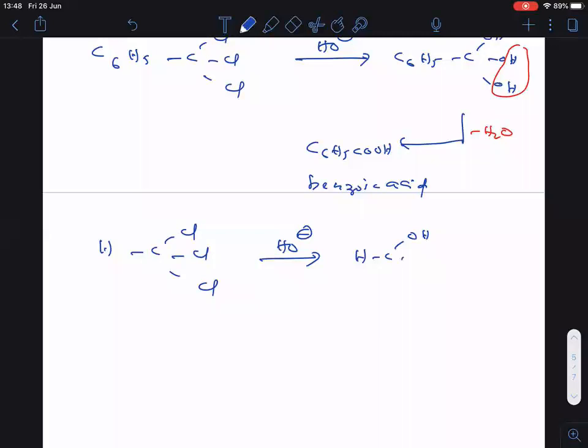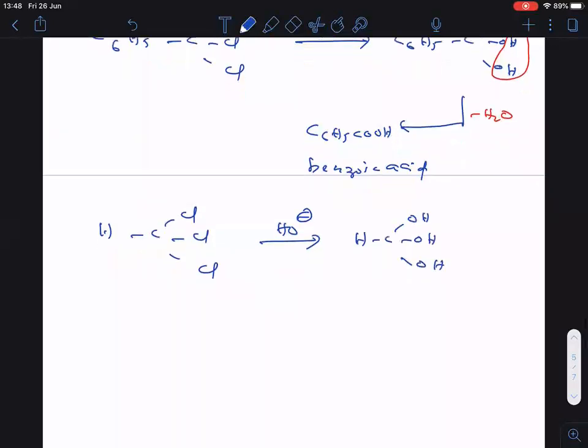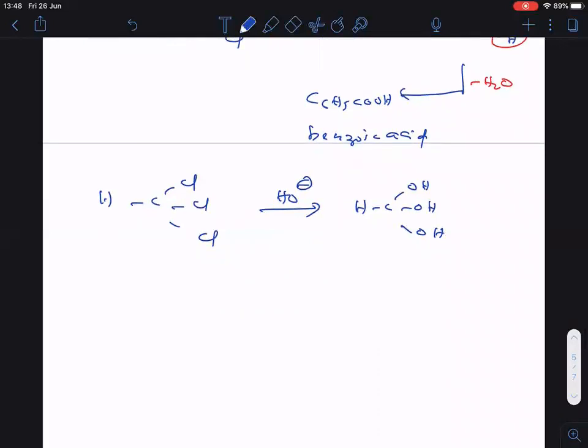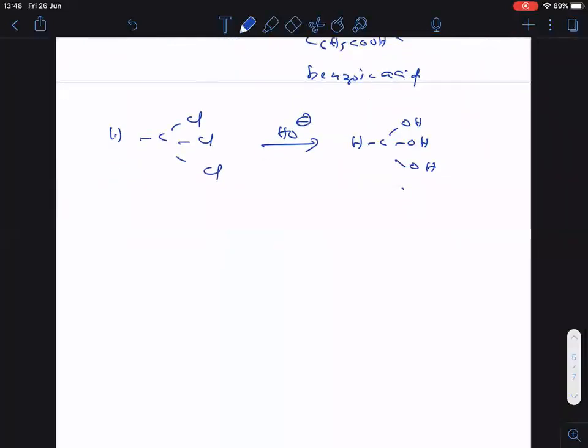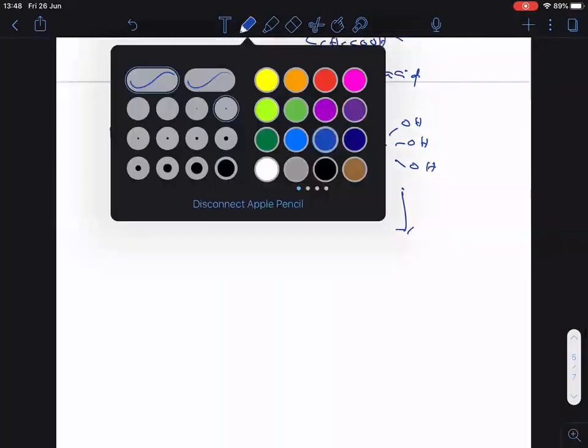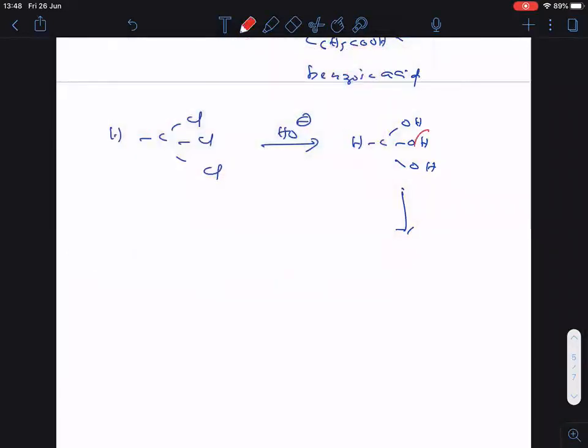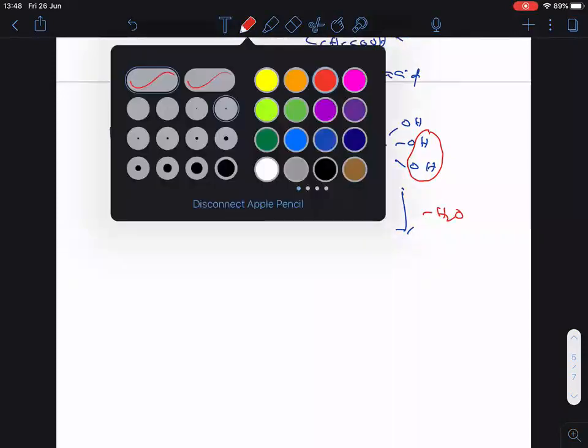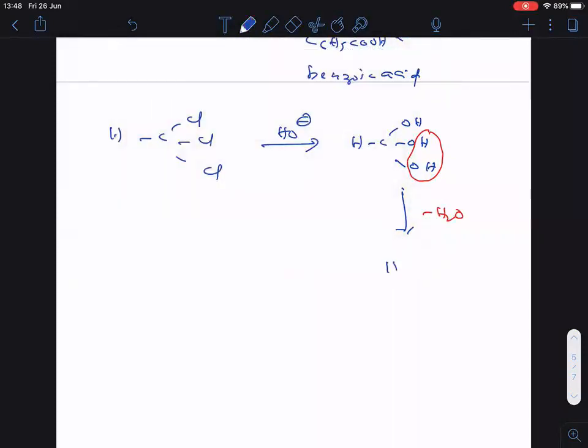HC, now OH, OH, OH. The same thing will happen. Three OH groups on the same carbon, as I told you, is highly unstable. So immediately a water molecule departs. Clear? So when the water molecule departs, what is the product formed here? Formic acid, nothing but methanoic acid.